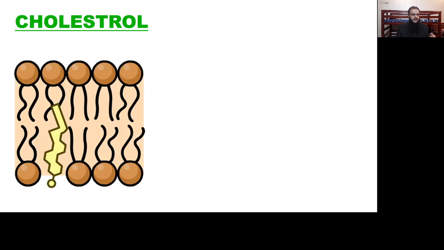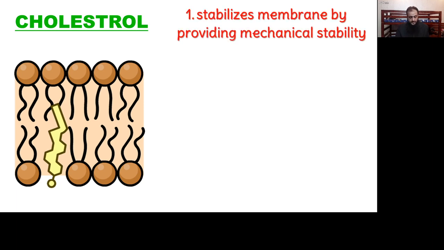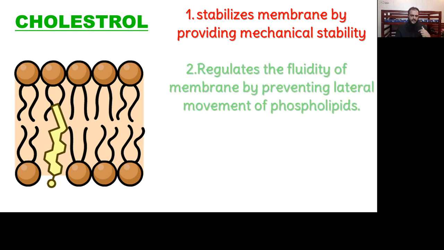All right, now to proceed, cholesterol has 3 main functions. Number 1, it stabilizes the membrane. I want you to think about this. The membrane is a fluid structure, okay? So there is a limit to which it can become fluid, and there's something that needs to keep a check and balance, and that's basically done by the cholesterol. So it stabilizes the membrane by providing mechanical stability, regulates the fluidity of the membrane by preventing the lateral movement.